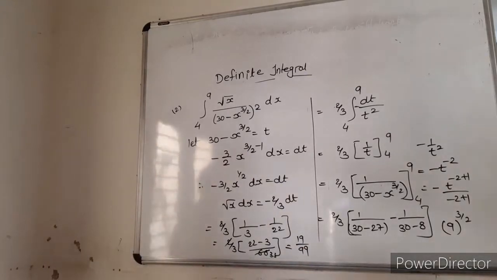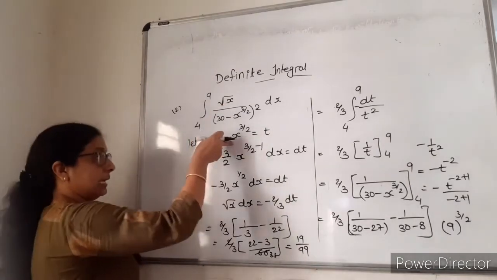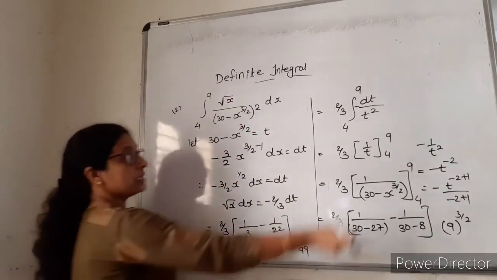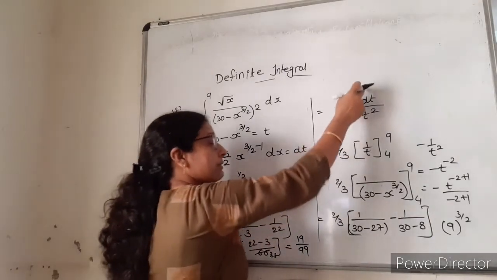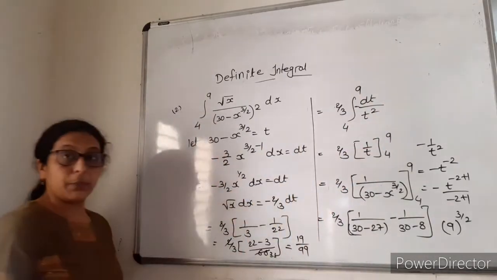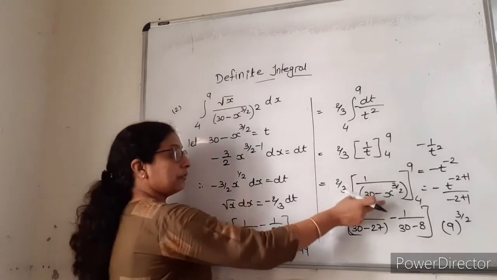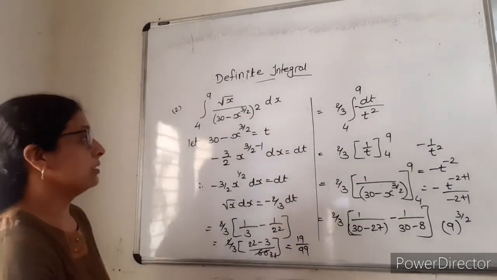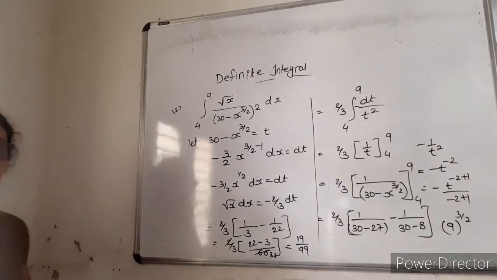Understood everyone? First we will take this equal to t. We will get 1 upon root x dx equal to dt. This is put over here. Minus 1 upon t square, the integration is 1 upon t. Then put the value of t and then apply the limit. Don't forget it. Okay. So this is our question number 2.